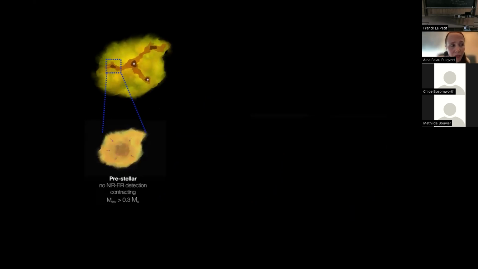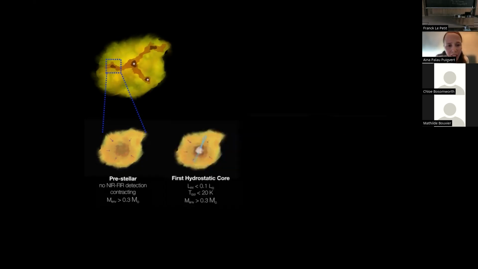So if we focus on one of these particular fragments and see how it evolves until becoming a stellar system, we start first with a pre-stellar core, which Asunción Fuente nicely talked about in the morning. That's a core that is gravitationally contracting, but it doesn't have any hydrostatic core in the center. Then the natural next step is the formation of the hydrostatic core.